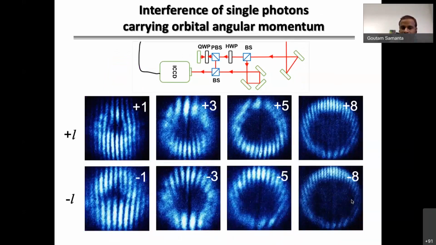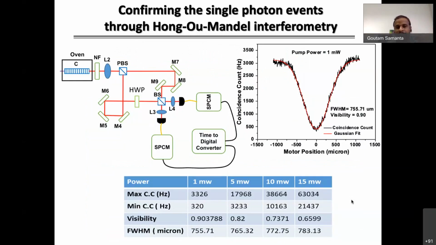That is something very interesting to see: the interference of single photons. Now, when you have this kind of single photons, you have to really check whether they are truly single photons or whether multi-photon events are there. For that, we have HOM interferometry, Hong-Ou-Mandel interferometry. Here, the photons are bosonic in nature, so their bunching will always be there.